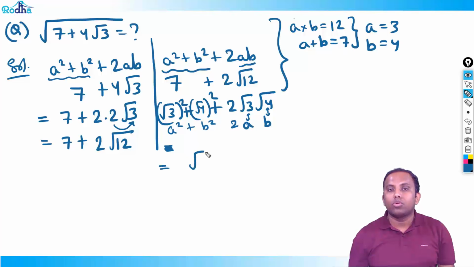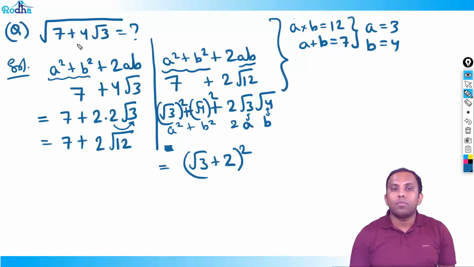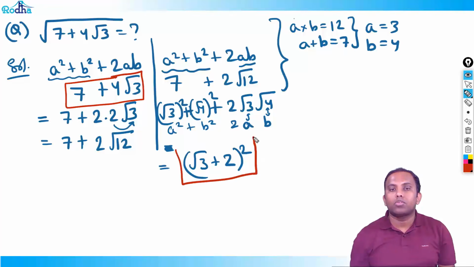That is root 3 plus root 4. Root 4 is 2, so root 3 plus 2 whole square. So 7 plus 4 root 3. What I've done actually here is 7 plus 4 root 3 is written as root 3 plus 2 whole square. And I wanted a square root.